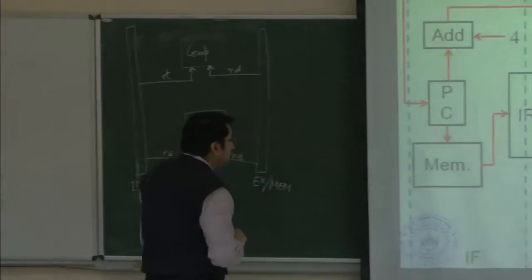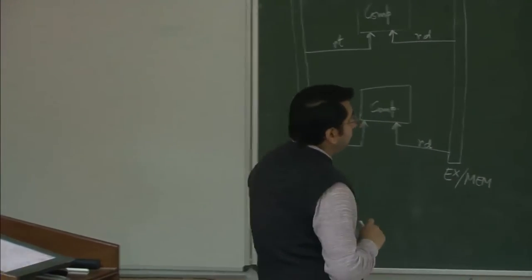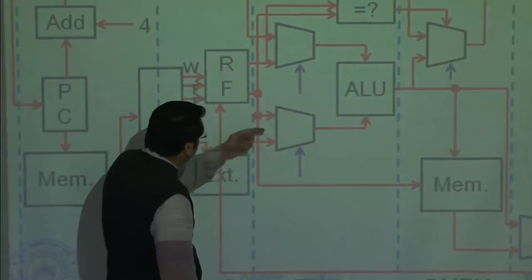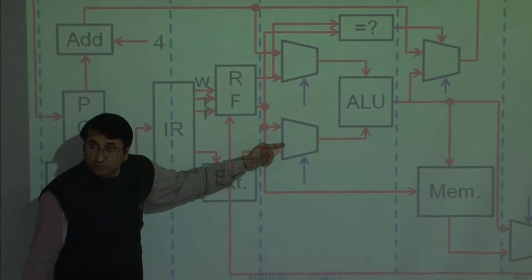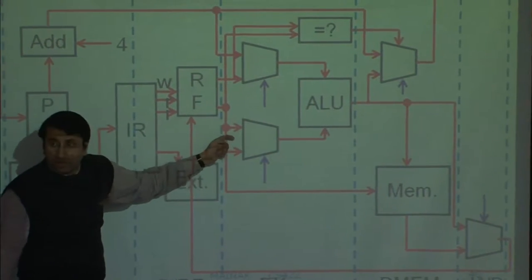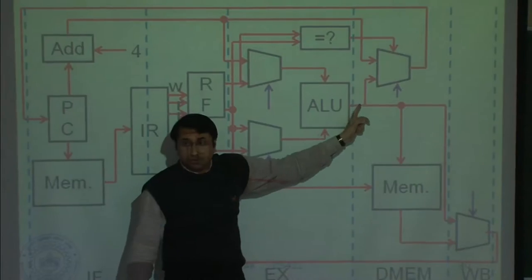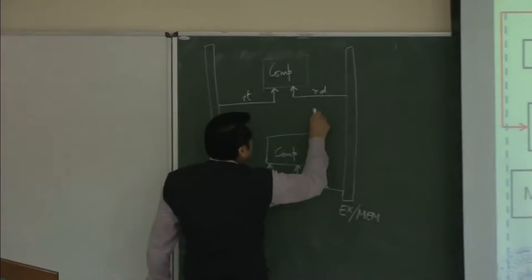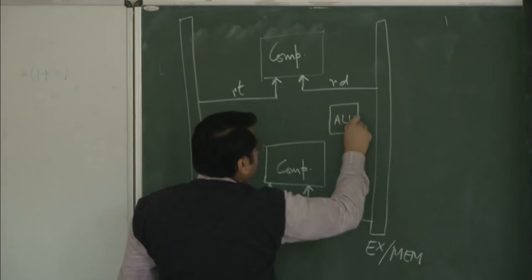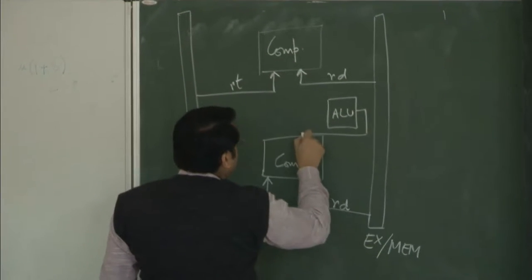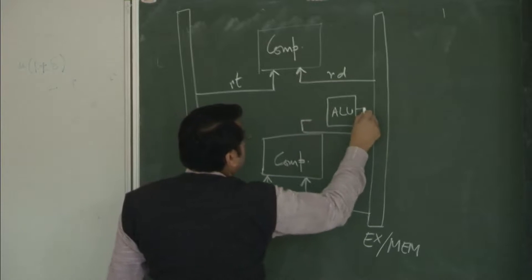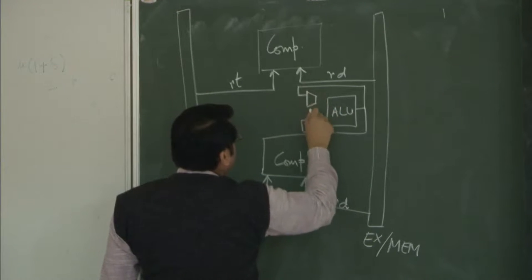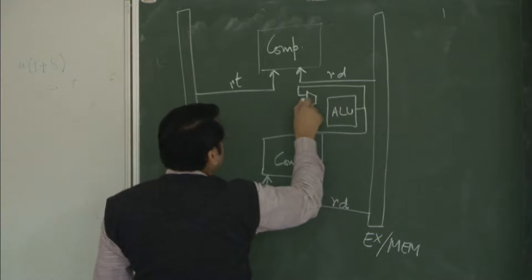So what you are suggesting is that I have one more input to this mux, isn't it? Both these muxes have an extra input now, which is the output of the ALU. Okay, very good. So here is my ALU. The output goes into two muxes. So these muxes already have two more inputs, right?